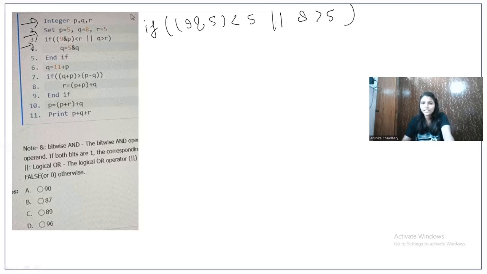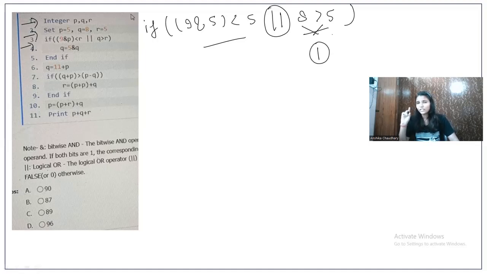As we can see here, this is a logical OR. So if either this condition or that condition returns 1, we can say the whole condition will become true, right? Clearly from here we can see that 8 is greater than 5, so it must return 1. If either of the conditions is 1, the condition must be true. This is how we can save our time.